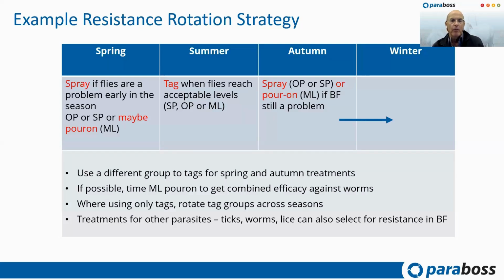The other thing, as I said, is that MLs are also what you're going to use mainly for worms. So if you can time this treatment to get optimal effect against worms and buffalo flies, that's great. And where you're only using tags and you're not likely to use any sprays, you need to rotate your tags' group across seasons. Don't use the same group in two seasons. And as I said, just try and work in with your treatments for other parasites to avoid selecting for resistance.